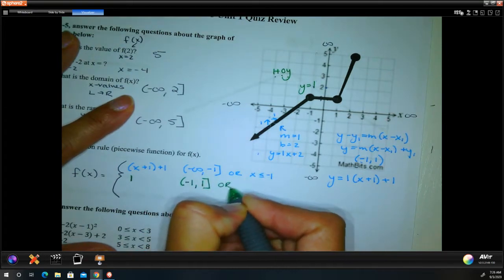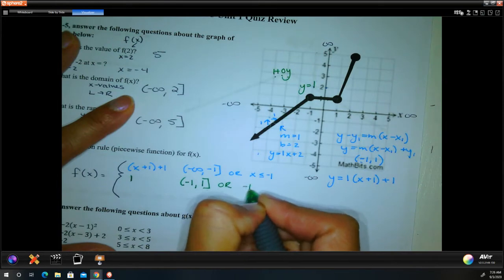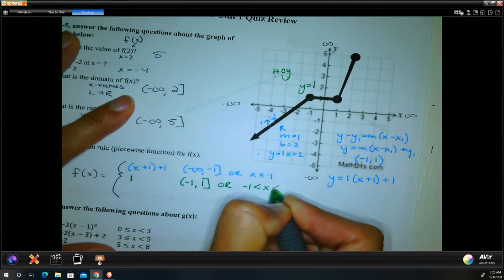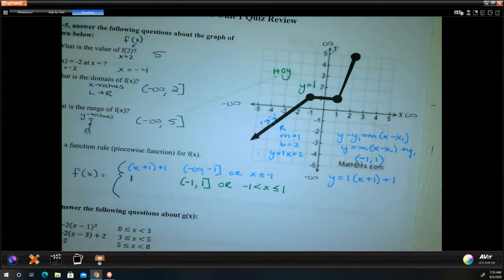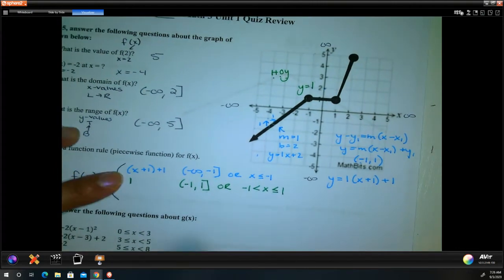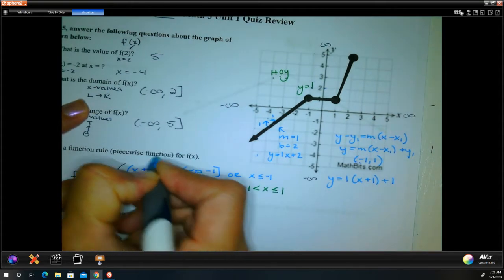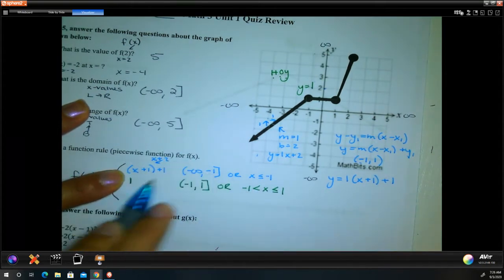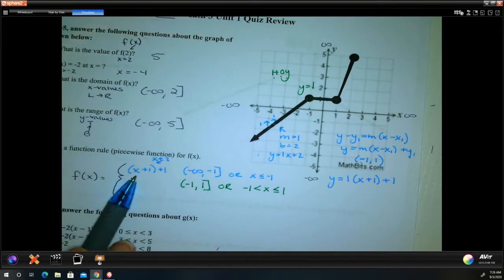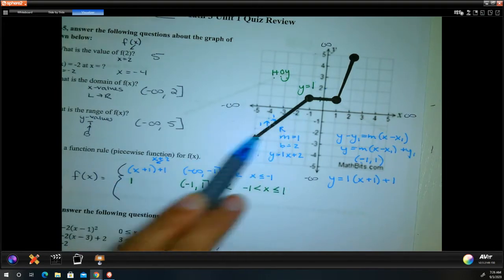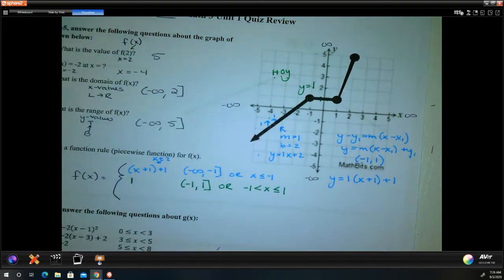All right, so here we go. Or you could have this as negative 1 is less than x less than or equal to positive 1. So you might see it both ways, and I will allow both ways. Same thing here. So if you missed it, if you had this equation as x plus 2, you would get credit because that is still the equation of that line. There's actually unlimited equations that would work for that line.